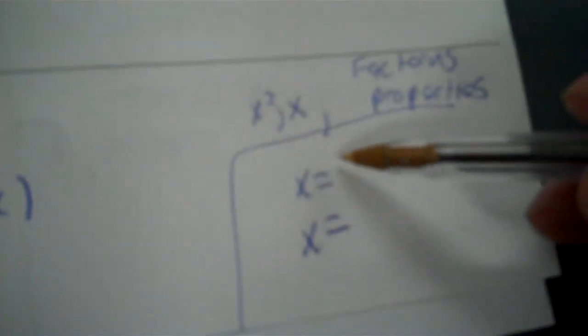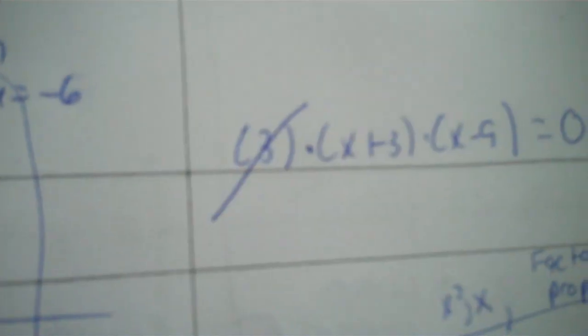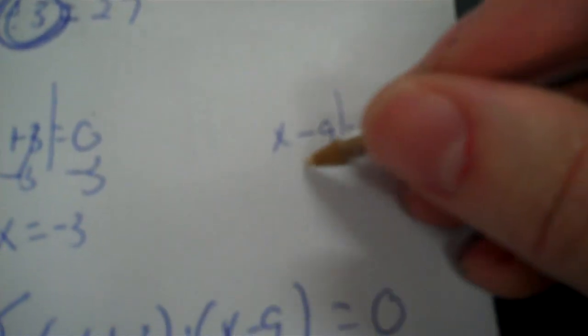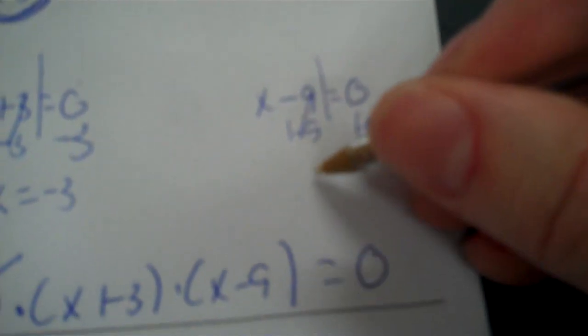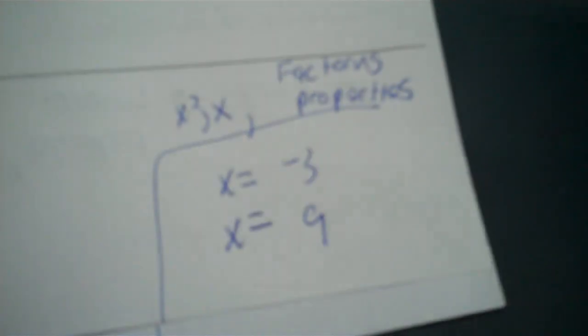Now since we have to solve the equation, we put equals 0. Now the 3 out front is completely useless because it doesn't have an x. I have it there in case it did have an x with it, but it doesn't. So I just go x plus 3 equals 0, x minus 9 equals 0. So I subtract 3 and I get negative 3. Then I add 9 and I get 9. So those are the answers. That's all you needed to find. Negative 3 and 9.